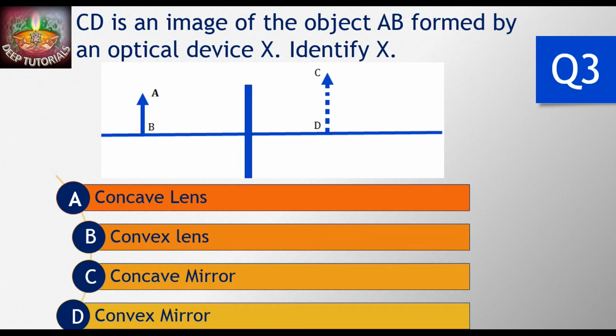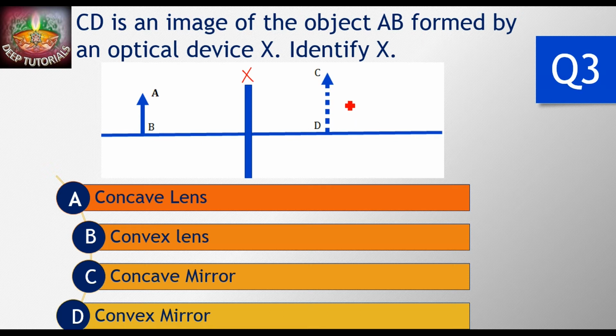Now moving on to question number 3. CD is an image of an object AB formed by an optical device X. Identify the device X. So now the options are concave lens, convex lens, concave mirror and convex mirror. Now let's first understand what we observe from this CD image.